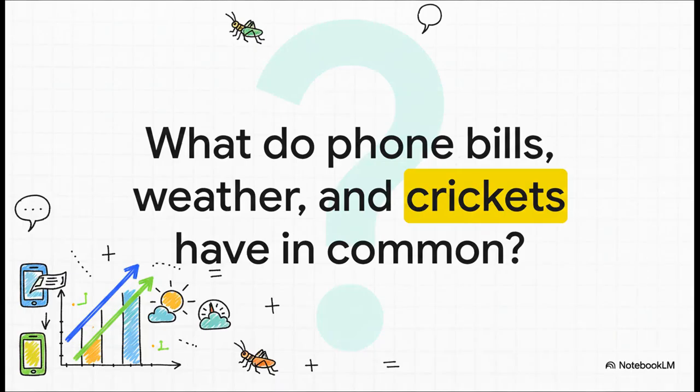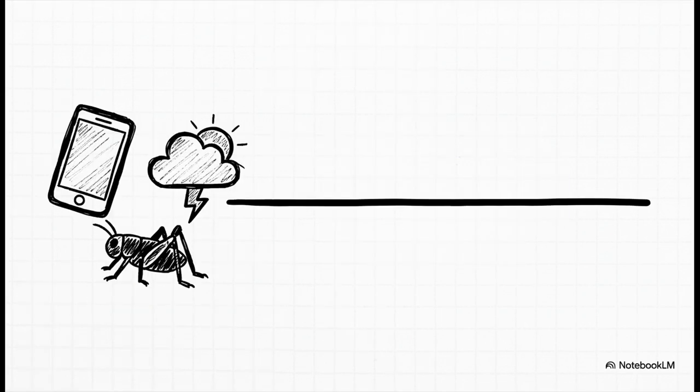I know, it sounds like the beginning of a really weird joke, right? But just think about it for a second. Your phone, the weather, and crickets. What could possibly tie those things together? And the answer, incredibly, is a simple straight line.